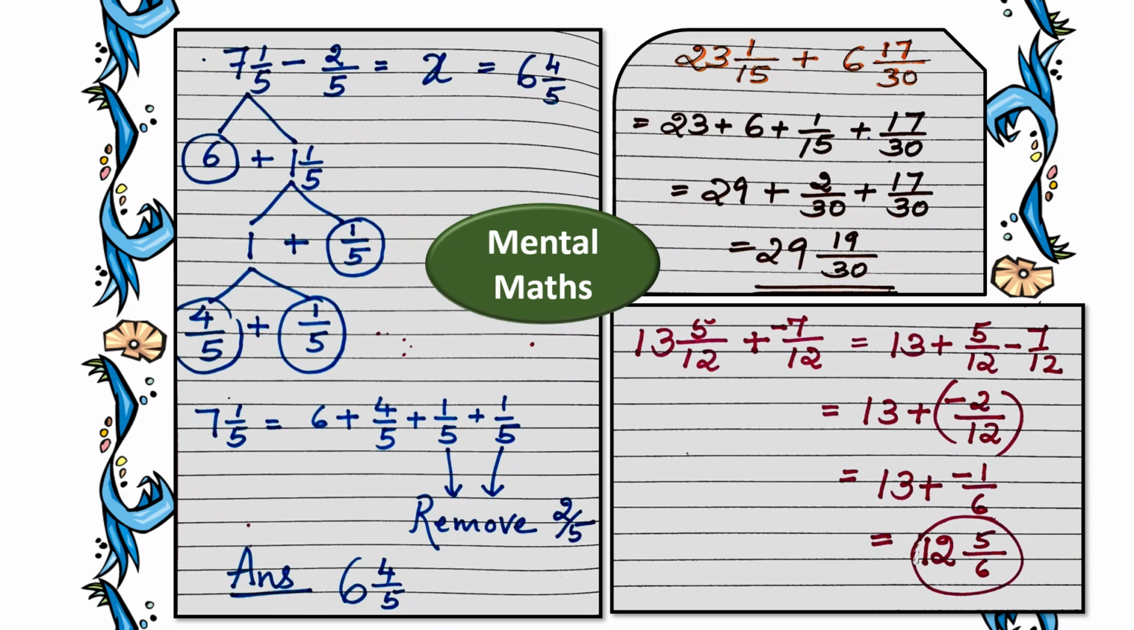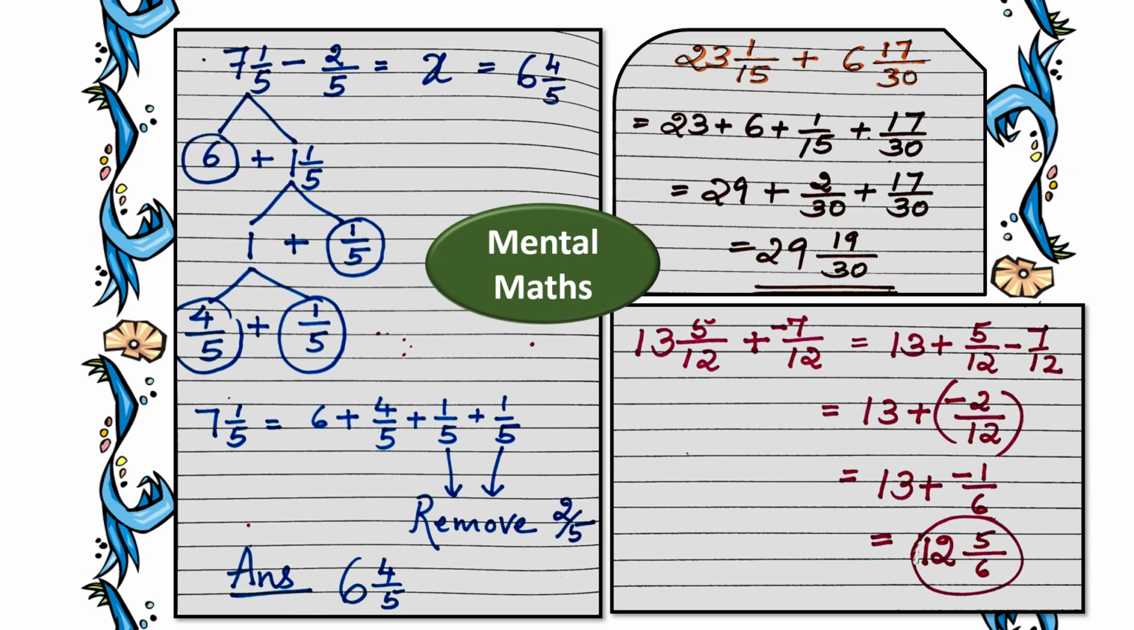So we need to visualize this fractional operation and go through this pictorial representation 2-3 times. You can do such sums without converting 7 1 by 5 into an improper fraction and taking LCM. You can do it faster. So the answer is 6 4 by 5. Similarly, there is one more example where 23 1 by 15 is added to 6 17 by 30. So the answer would be 29 19 by 30. It is also a mental arithmetic sum.